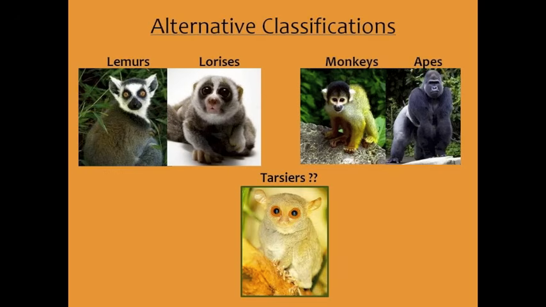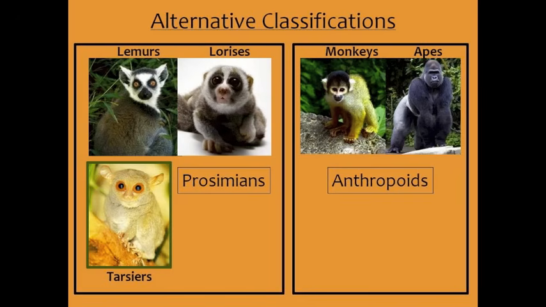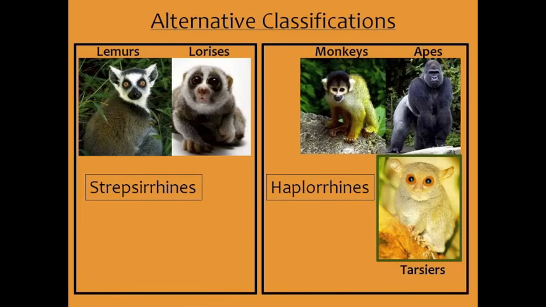One thing to remember is that taxonomies can vary, and some anthropologists prefer a slightly different classification at this most basic level. The difference between the two taxonomies is very simple, and it has to do with where you group the tarsiers. If you place the tarsiers with the lemurs and lorises, then we call that group prosimians, and everything else is an anthropoid. But if you place the tarsiers with the monkeys and apes, we call that group haplorhines, and the lemurs and lorises strepsirrhines.